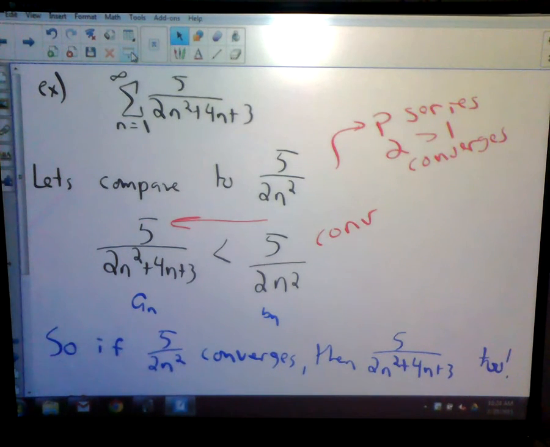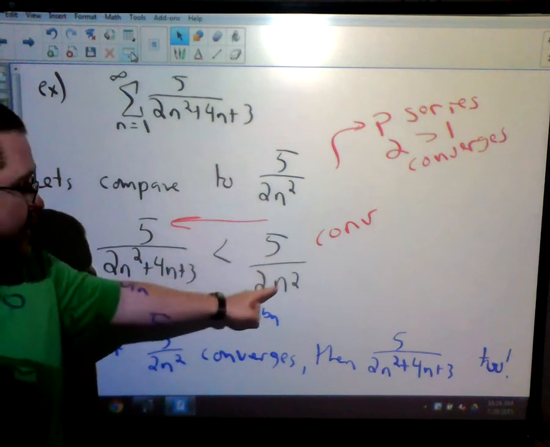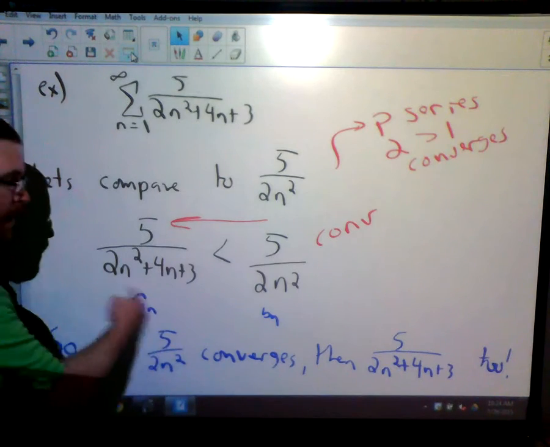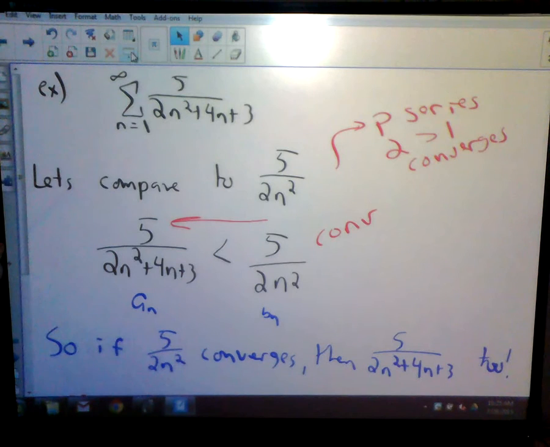Let me run through that again. We know this is a p-series and it converges. We know this is bigger than this because the bottom is bigger than this one, which means the fraction is smaller than this one. Because the bigger one converges, it forces the little one to converge.